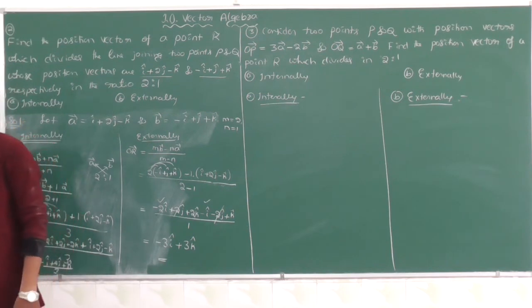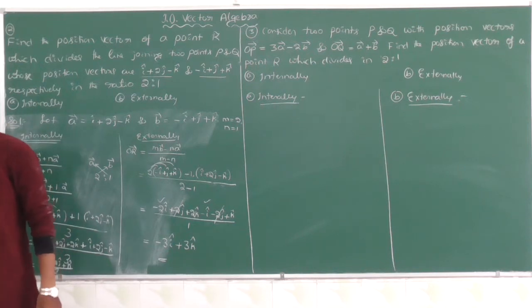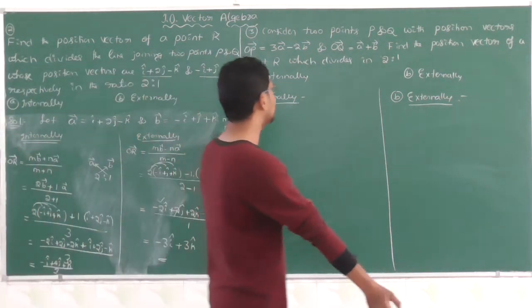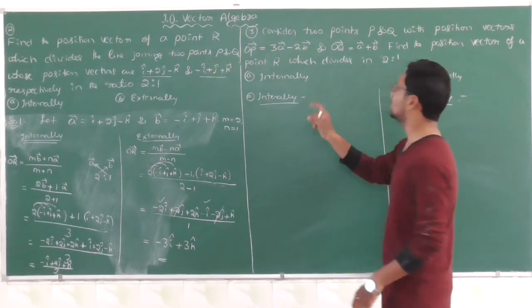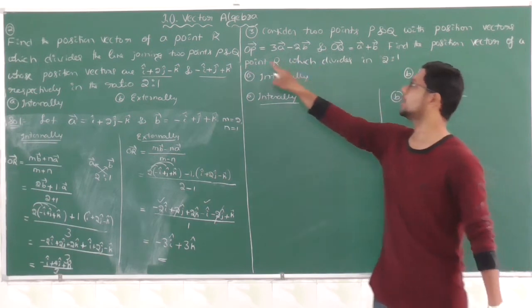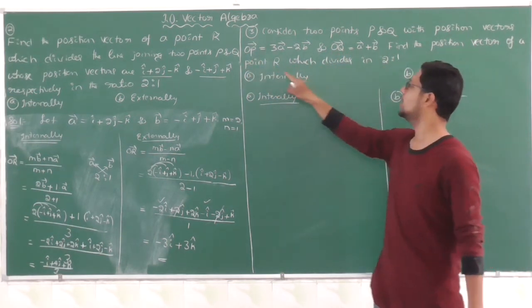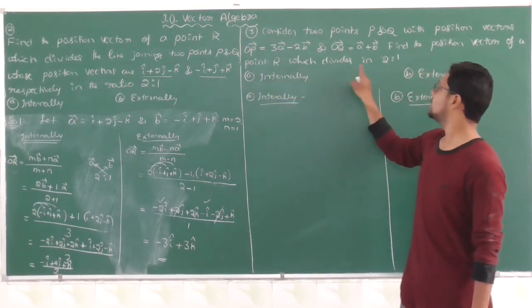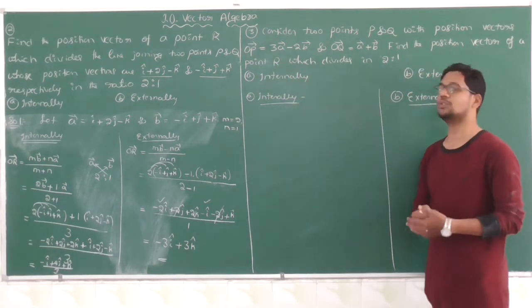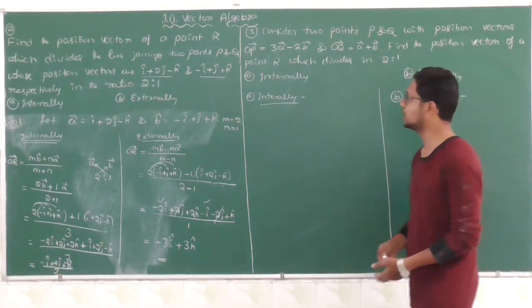Similarly, the next question. Here it is also very similar, but don't be confused. Consider two points P and Q with position vectors OP vector and OQ vector. Find the position vector of a point R which divides in the ratio 2:1. Internal case and external case we have to find.